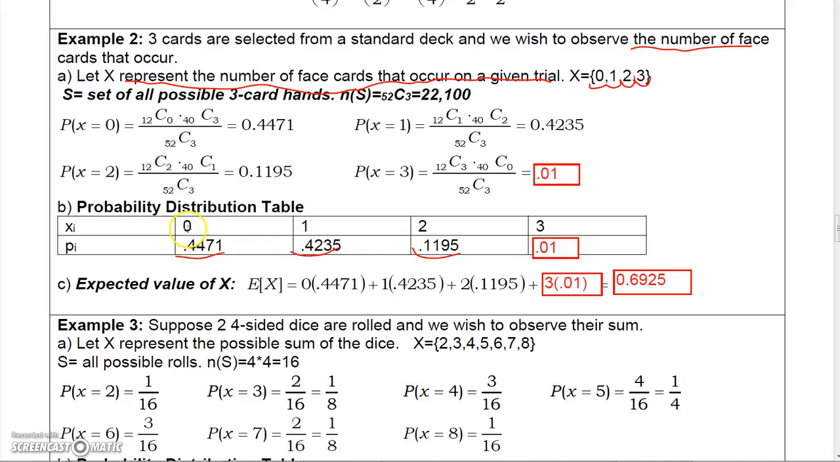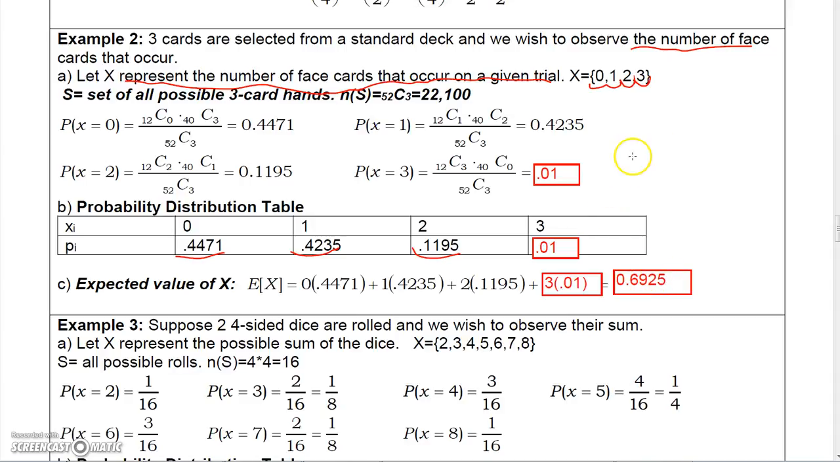And then we just multiply them like we did before. 0 times 0.4471, 1 times 0.4235, 2 times 0.1195, and then 3 times 0.01, and add those all together, and we get 0.6925. So we're going to average about 0.7 face cards per trial.